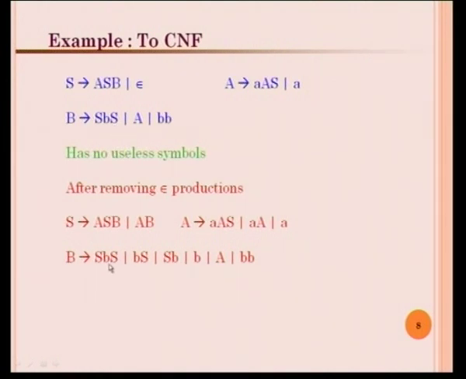So, we will be having 3 production rules: S B S with both the S's available, the first S absent, the second S absent, and if both S's are absent then we will be having small b. In addition to that we have capital A followed by small b small b. So, this is your new set of production rules after removing the epsilon productions.